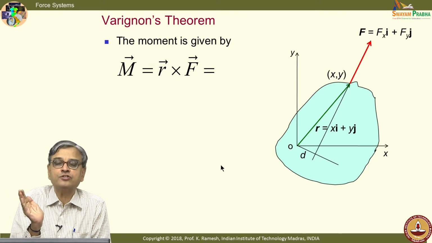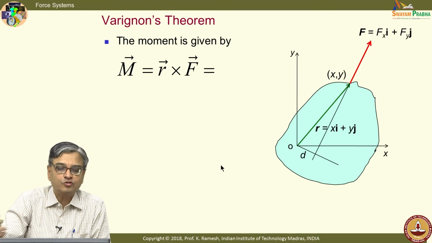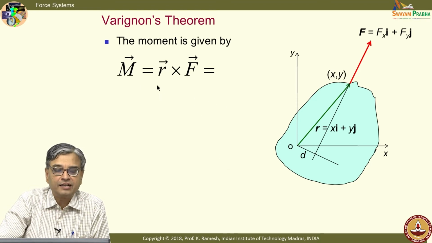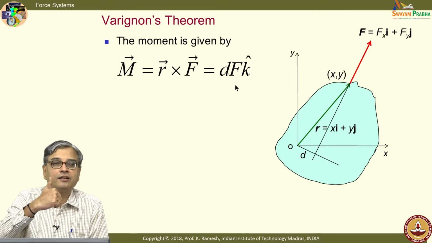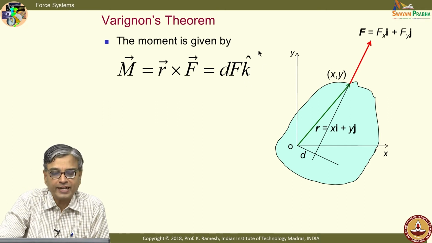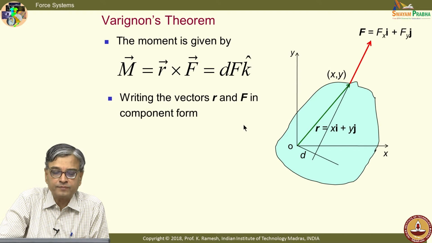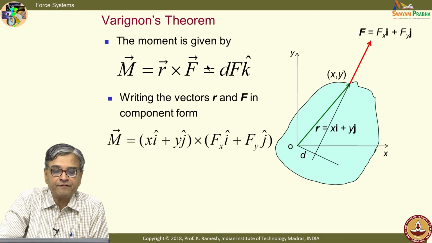And this force tends to rotate the object about point O anticlockwise. So, I can easily write the value as d into F gives the magnitude, and it will be perpendicular to the plane. So, I get it on the z axis. So, I put the unit vector as k. So, I can find out this. I can also find out the moment about point O writing vectors r and F like this.